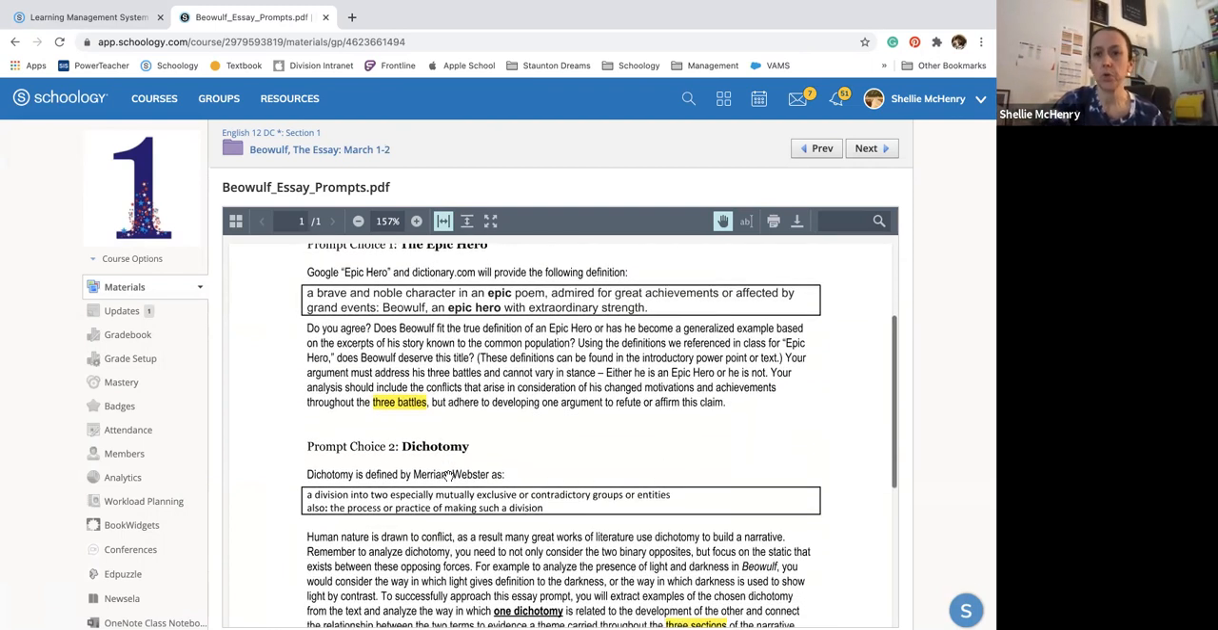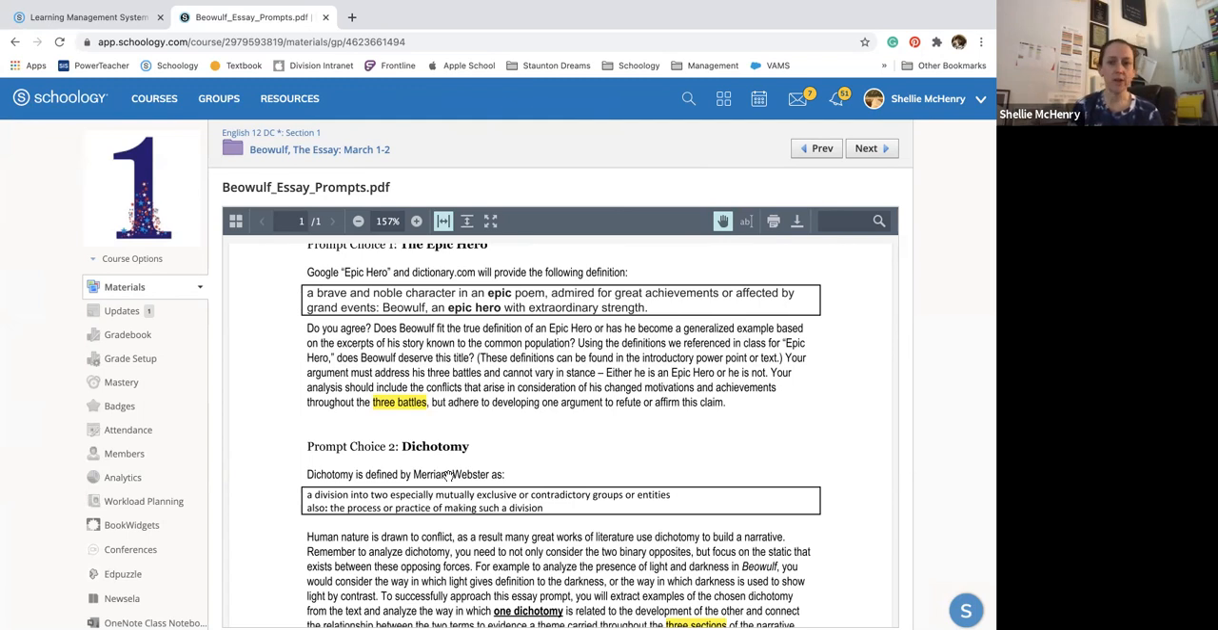So if we were to go to Google and we were to say, what is an epic hero? This is the definition that Google gives. A brave and noble character in an epic poem, admired for great achievements or affected by grand events. Beowulf, an epic hero with extraordinary strength. That is a definition in Google. So do you agree? Does Beowulf fit the true definition of an epic hero, or has he become a generalized example based on the excerpts of his story known to the common population?